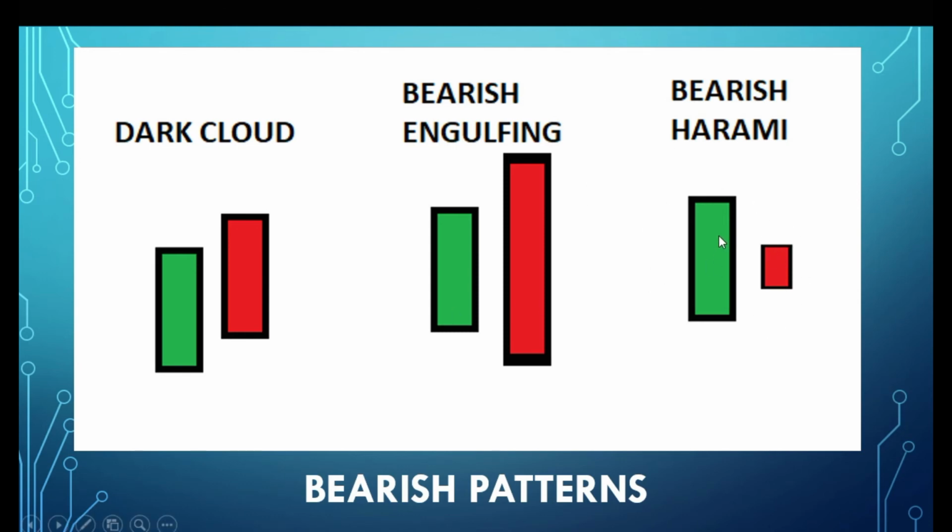A small body followed by a big body. The small body should be within the body of the previous candle, and it signifies that bulls have started losing control and bears are coming back. So let's see these patterns on the charts.